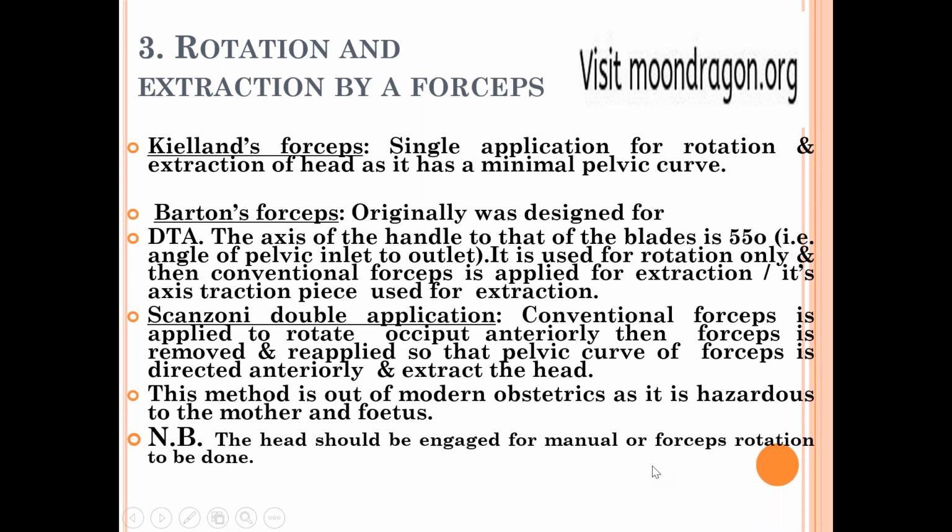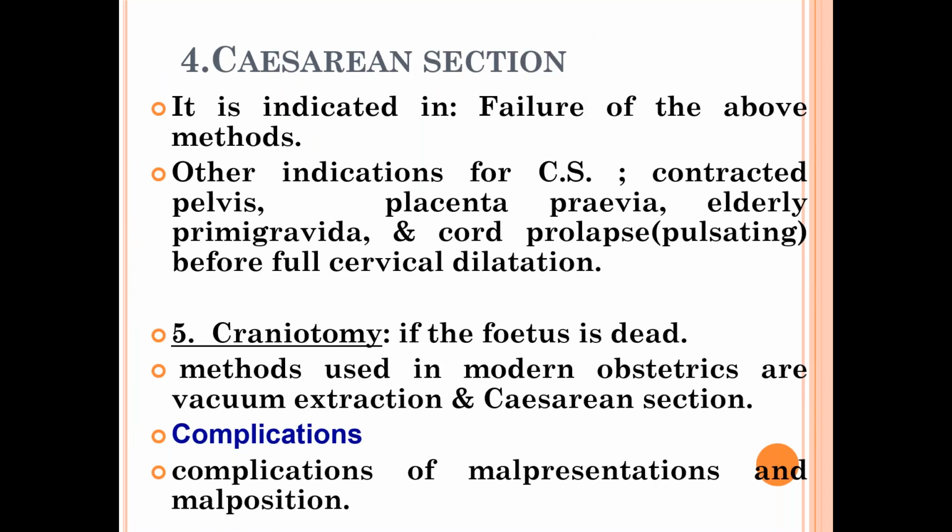The head should be engaged for manual or forceps rotation of the head. Then we have the caesarean section. It is indicated when there is failure of the other methods, or there is contracted pelvis, placenta previa, elderly primigravida, or cord prolapse before full dilatation. We have to see that the cord prolapse is there but it should be a pulsating cord. Then we have craniotomy, if the fetus is dead. The methods used in modern obstetrics are vacuum extraction and caesarean section, and craniotomy can also be done in a dead fetus.